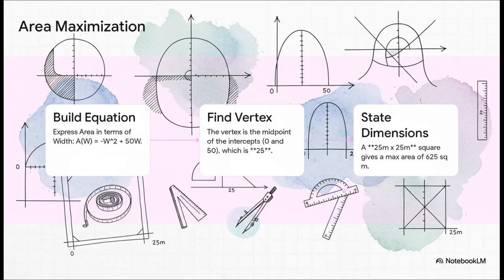The vertex is always smack dab in the middle of those 2 points, which is 25. So the best width is 25 meters, which means the length is also 25 meters. A perfect square gives him the biggest bang for his buck.